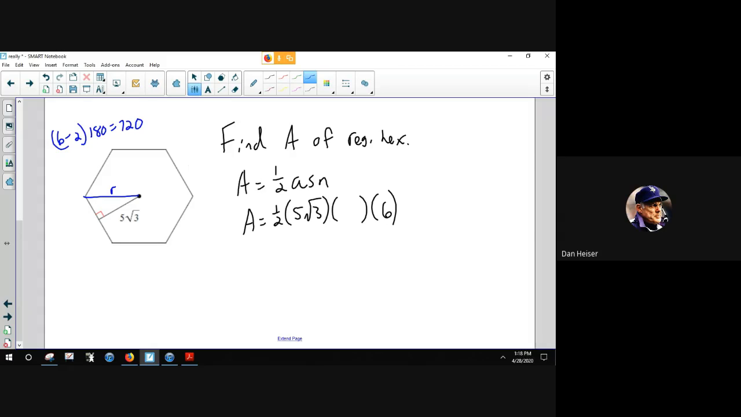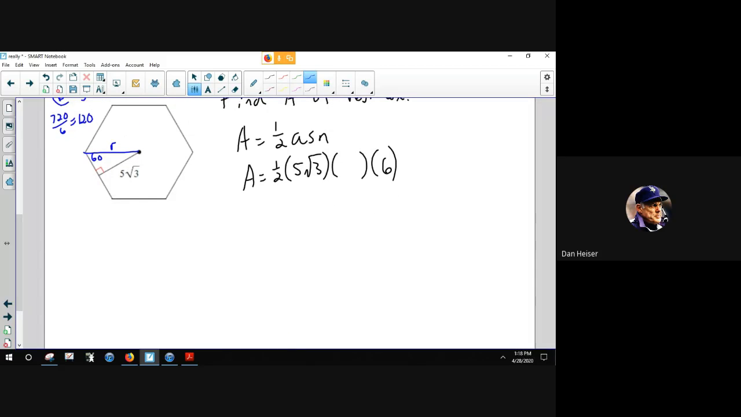A hexagon has 720 degrees total. I can divide that by 6 to find what each individual angle equals. Each individual angle is 120, which means when I draw in the radius, 120 gets cut in half, and I have a 60-degree angle.